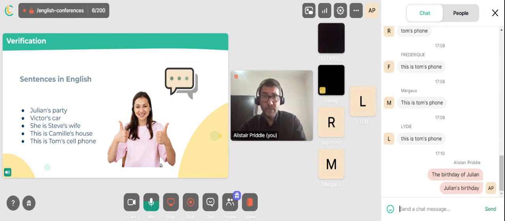Or my wife's birthday, my son's birthday. Okay, so common ways to use the possessive noun with the apostrophe S. Okay, well, let's keep going. As our friend has said, let's go.